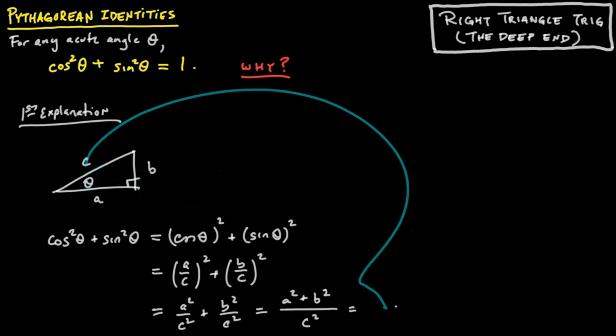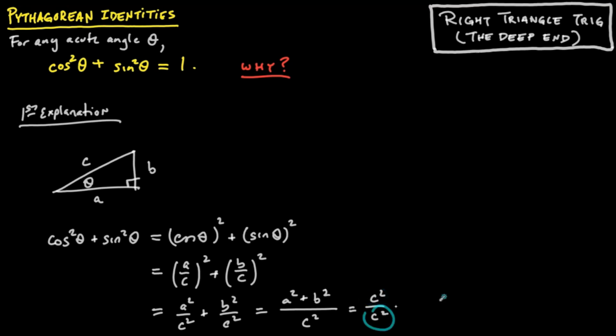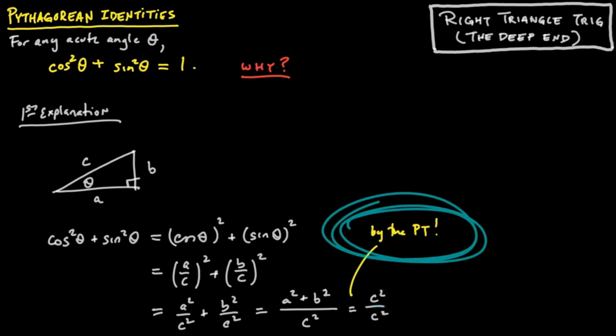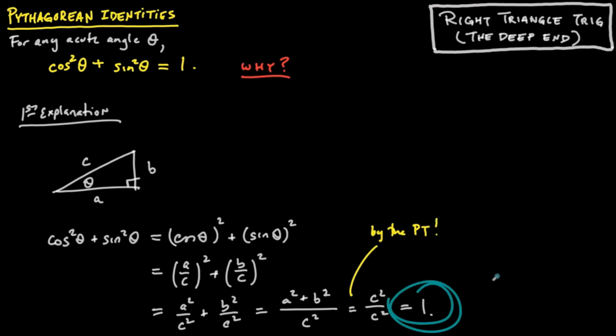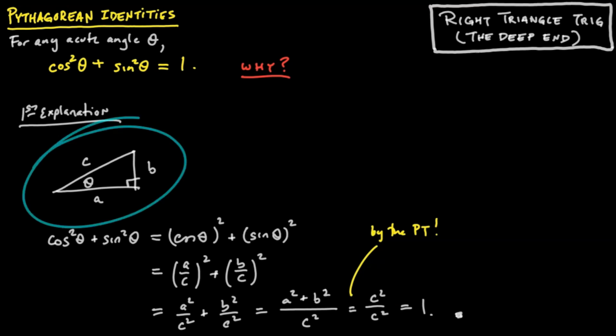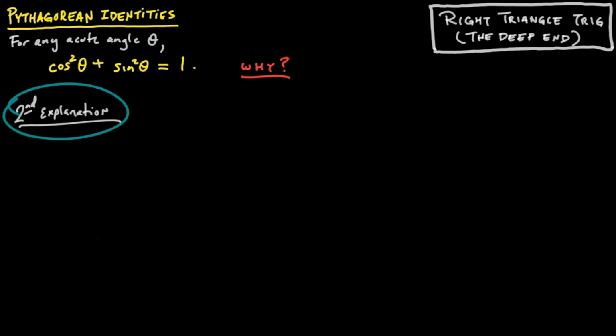So I can rewrite all that as C squared over C squared by the Pythagorean theorem, hence the name Pythagorean identity. And of course, divide anything by itself and you get 1, which was exactly as we claimed it would be. This holds for any acute angle theta. Cosine squared plus sine squared is 1. That was the first explanation. I promised you 2. Here comes the second.